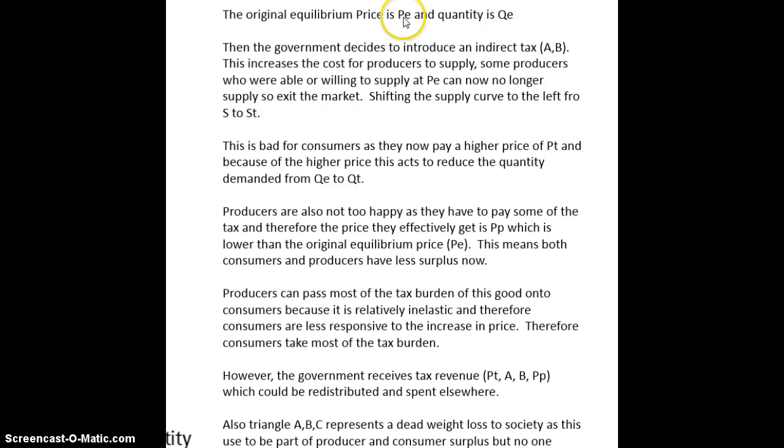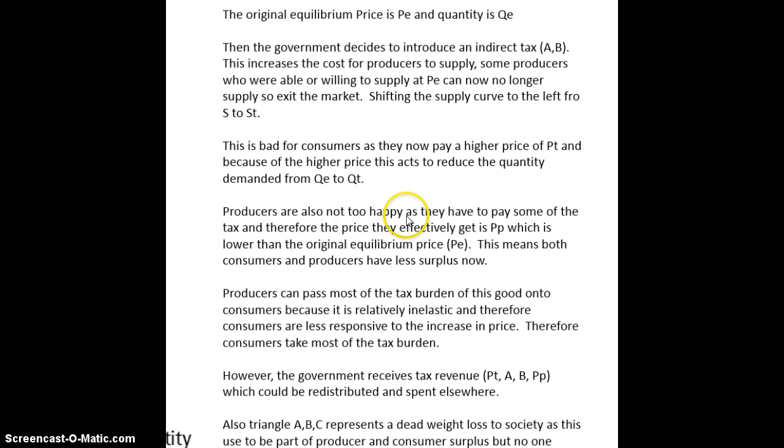So the original equilibrium price is PE and quantity is QE. Then the government decides to introduce an indirect tax, AB. This increases the cost for producers to supply. Some producers who were able or willing to supply at PE can now no longer supply, so exit the market, shifting the supply curve to the left from S to ST. This is bad for consumers as they now pay a higher price of PT, and because of the higher price, this acts to reduce the quantity demanded from QE to QT.